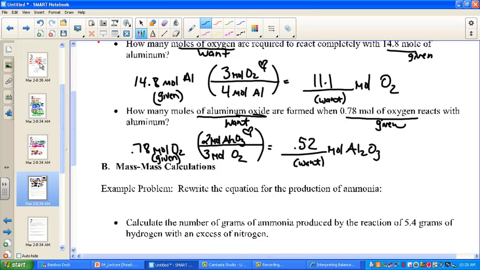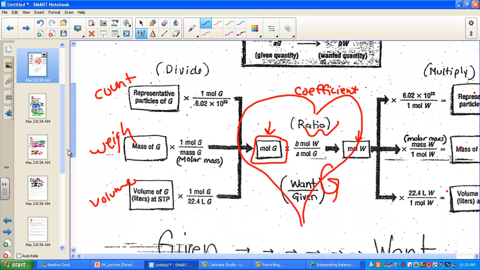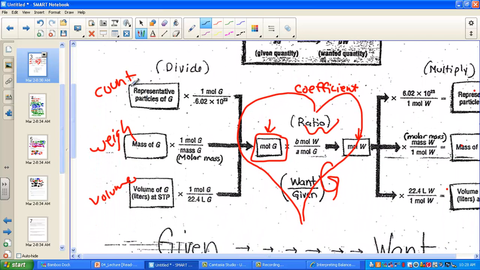We know most often coefficients stand for mole values, but when we're measuring, we don't measure in mole units. We measure by counting, we measure by weighing, we measure by taking a volume. The next example is going to illustrate what we call a mass problem. Given a mass of one of our reactants or products, given a mass, let's calculate a mass.